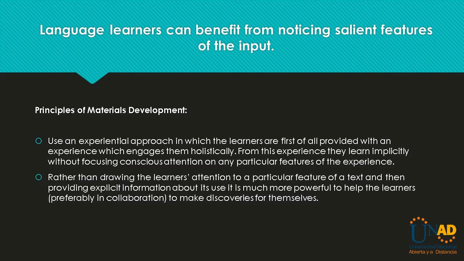Use an experiential approach in which the learners are first of all provided with an experience which engages them holistically. From this experience, they learn implicitly, without focusing conscious attention on any particular features of the experience. Rather than drawing the learners' attention to a particular feature of a text and then providing explicit information about its use, it is much more powerful to help learners, preferably in collaboration, to make discoveries for themselves.